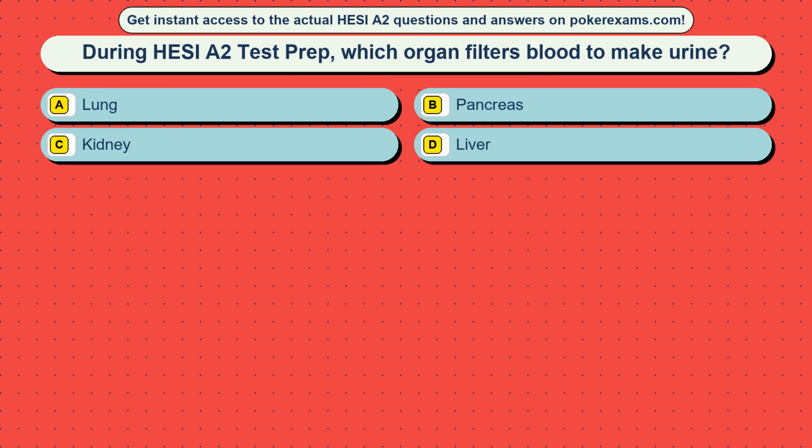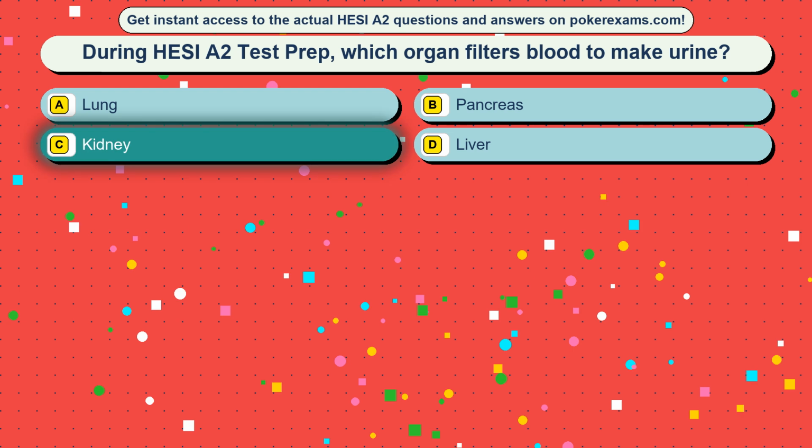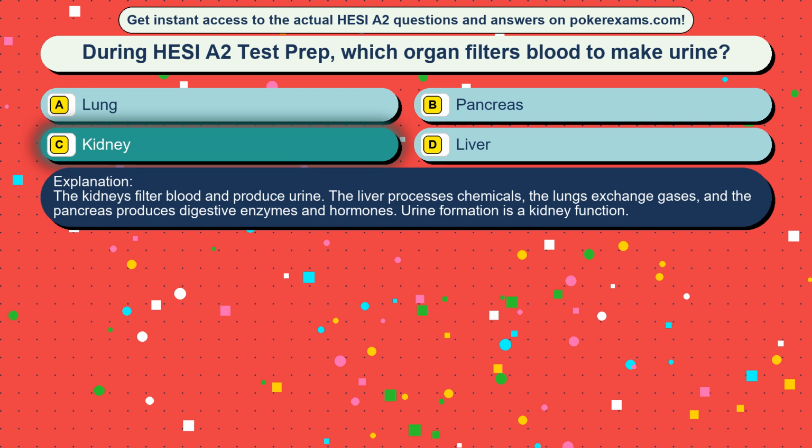Question 11. During HESI A2 Test Prep, which organ filters blood to make urine? Option A, lung. Option B, pancreas. Option C, kidney. Option D, liver. The correct answer is option C, kidney. The kidneys filter blood and produce urine. The liver processes chemicals, the lungs exchange gases, and the pancreas produces digestive enzymes and hormones. Urine formation is a kidney function.